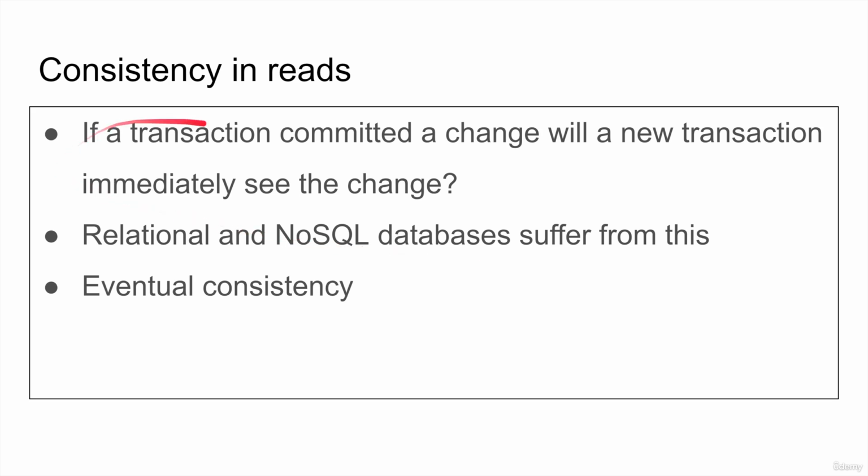Okay. And here's the thing. This type of consistency is unavailable on both relational and NoSQL databases. It's a big statement here. Both kinds of databases suffer from this inconsistency, including Oracle, including Postgres, including MySQL. Those databases are not consistent in reads. And let me explain here.